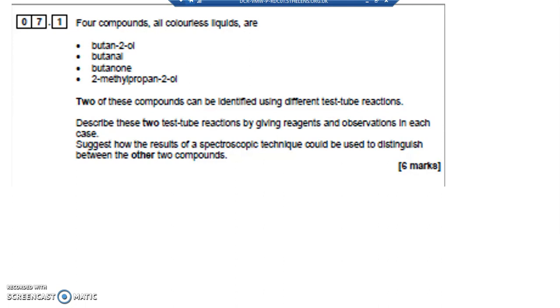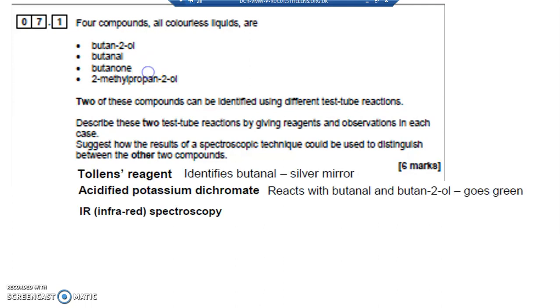But either way, those are the two tests, and then you need a test for butanone. Butanone, well, there's no test, so you need a spectroscopic technique. In other words, you're going to use infrared spectroscopy and find the wave number of the infrared light that's actually absorbed by the carbon to oxygen double bond as it vibrates or stretches. And again, for the 2-methylpropan-2-ol, you've got an OH group, and you've got to identify the wave numbers of those two absorption peaks. And you can find that from the data book.